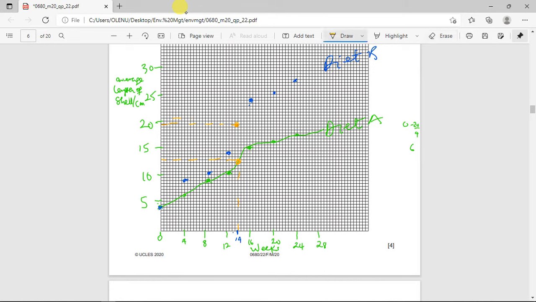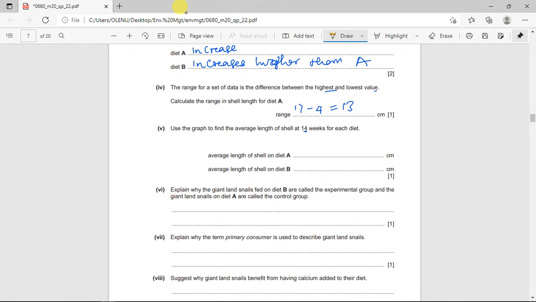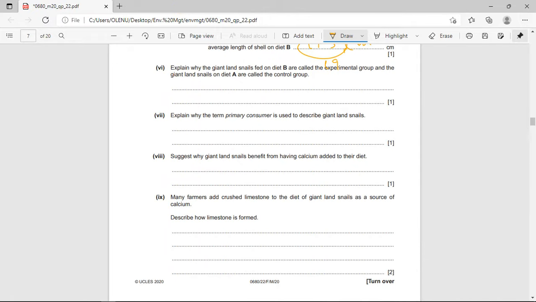I need to draw the line back. So this should be 15, and in between, so this should be around 19. So I'm having something like 19.5, while for this I'm having 12.5. So for B, 19.5, and for A, 12.5. Now if you plot the graph properly, you should be getting something like 19 here.